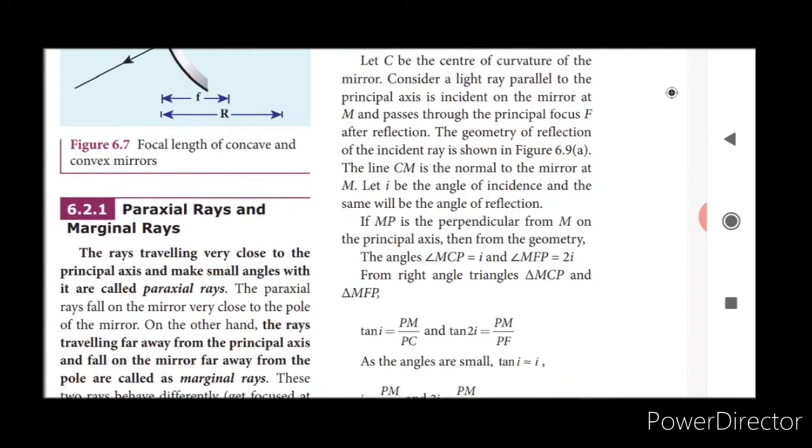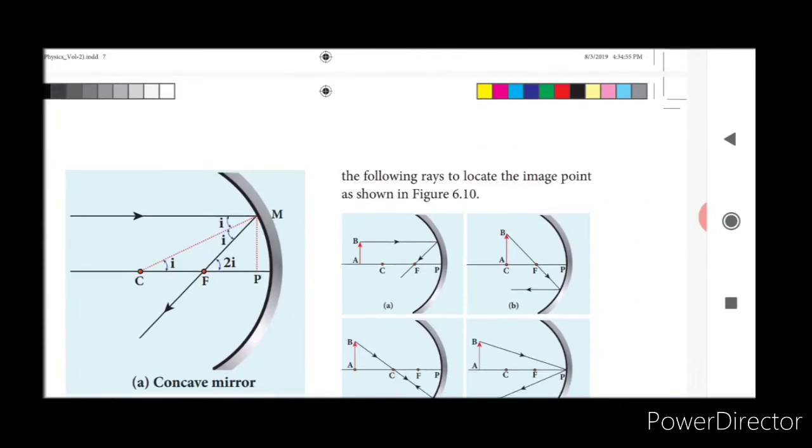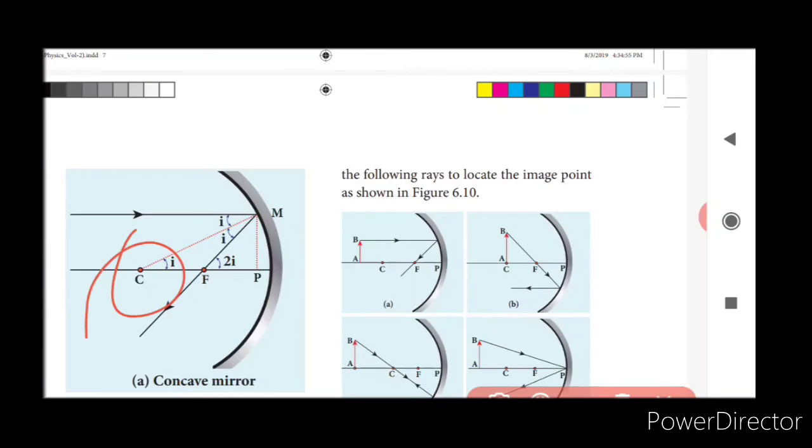What is the relation between F and R? What is the relation between the radius of curvature and F? First, we have to consider the angles and tan I. Let's see with the center of curvature of the mirror. Consider the rays parallel to the principal axis. So we have the mirror like that. C is the center of curvature, this is the focal point, and this is the pole, for the concave mirror.